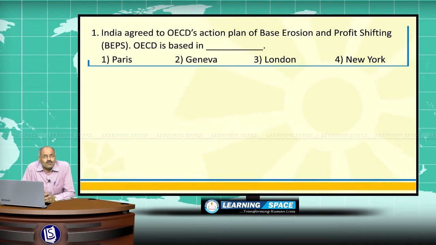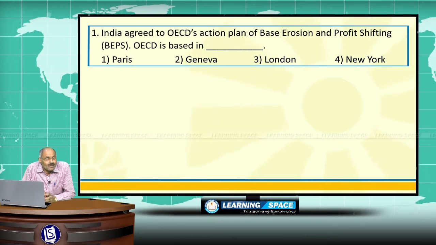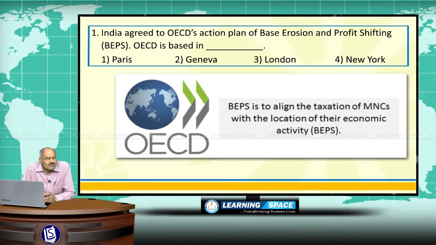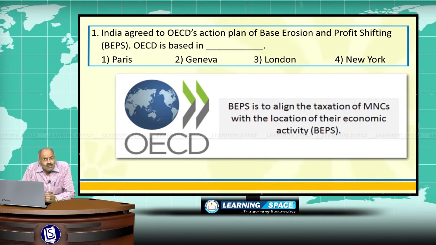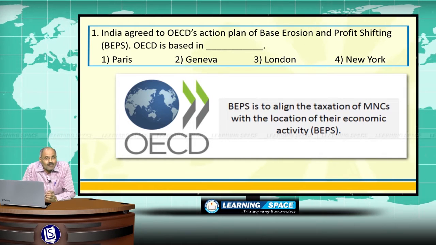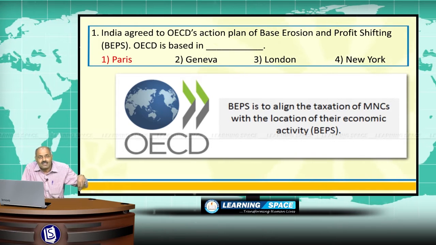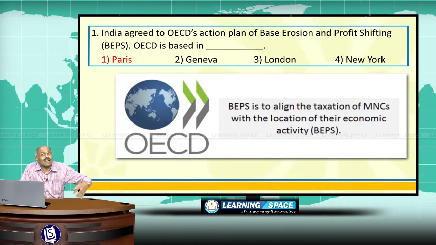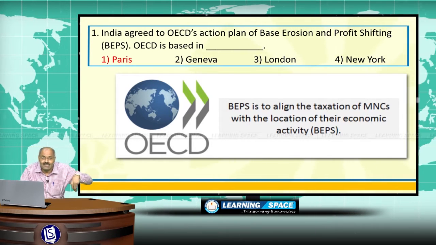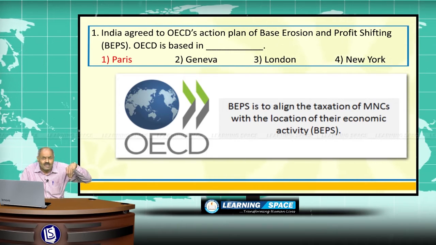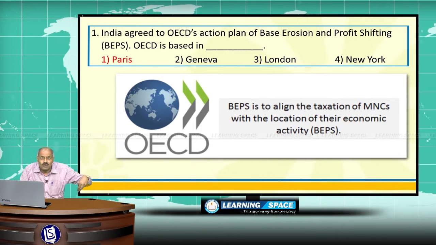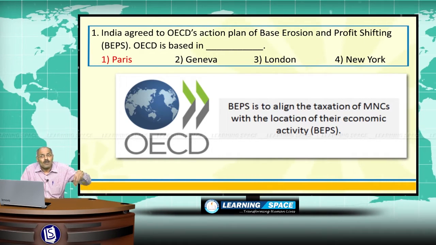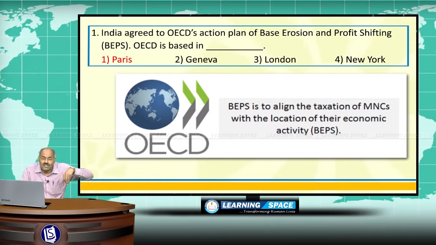India agreed to OECD's action plan of base erosion and profit shifting. What is OECD? Organization of Economic Cooperation and Development. This is a Paris-based organization. It is an intergovernmental organization primarily intended for economic cooperation among various countries. And now there is a serious discussion with regard to BEPS. What is BEPS? BEPS is base erosion and profit shifting.